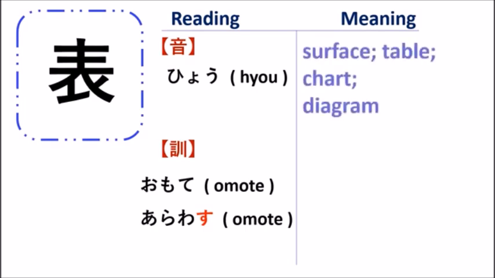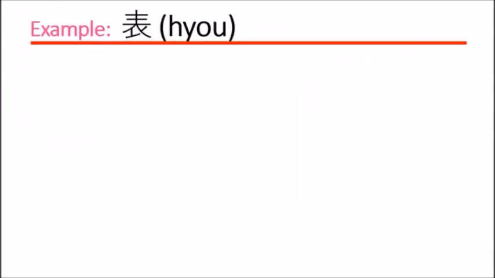And this kanji has the meaning of surface, table, chart, diagram. So when you learn this kanji, you should know the meaning of this kanji. So just surface, table, chart, diagram. It has quite many meanings, so you have to remember. The next, let's see some examples of how to use the kanji.